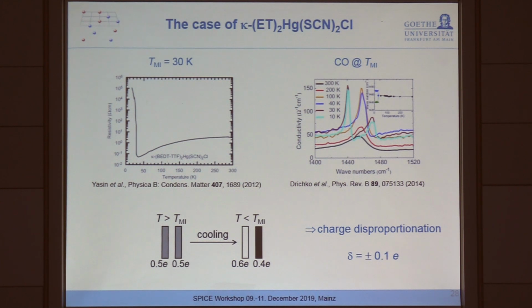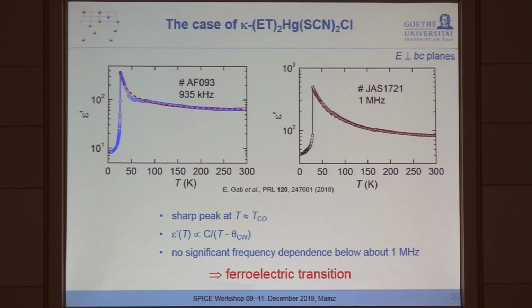And now it was tempting to look for the dielectric properties, and this is shown here on two different crystals prepared. One is prepared by John and the other one in our laboratory. We see sharp peaks in the dielectric constant at the charge order transition temperature. The broken line indicates a Curie-Weiss-like temperature dependence. There's no significant frequency dependence below 1 megahertz. This is really a textbook ferroelectric transition, now in a 2D kappa-based ET2X material.